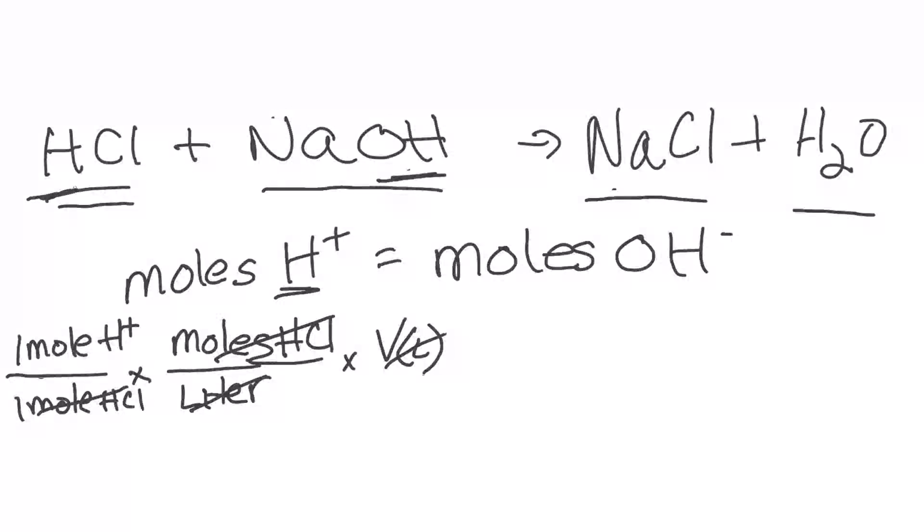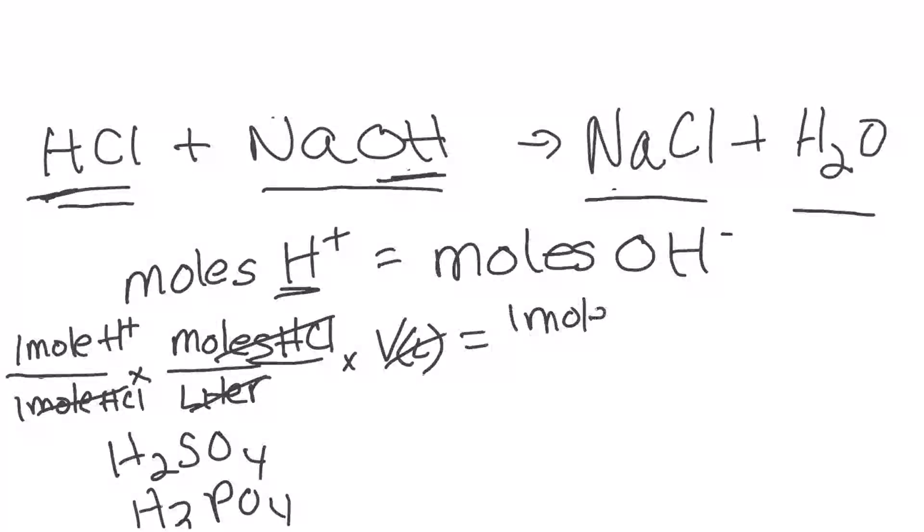Now I told you this example had 1 H for every HCl, but if you had an acid like H2SO4, you would have 2 moles for every 1 mole of acid. Or if you had H3PO4, phosphoric acid, you would have 3 moles of H+ for every 1 mole of H3PO4. So you have to look at the type of acid you're using. What about our base? Well, we have 1 mole of hydroxide for every 1 mole of sodium hydroxide.